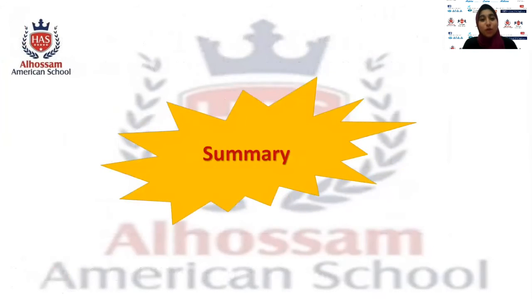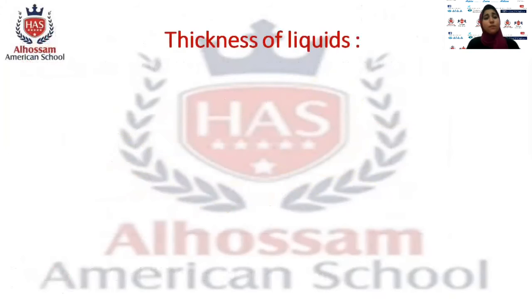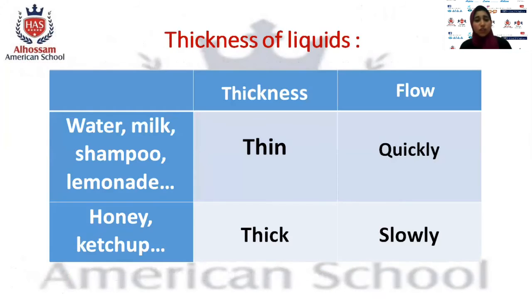Now we finish our lesson. We need to make a summary or a recap about what we said today. Today we spoke about the thickness of liquids. We said that water, milk, shampoo, and lemonade are thin, so they flow quickly. But honey and ketchup are thick liquids, so they flow slowly.